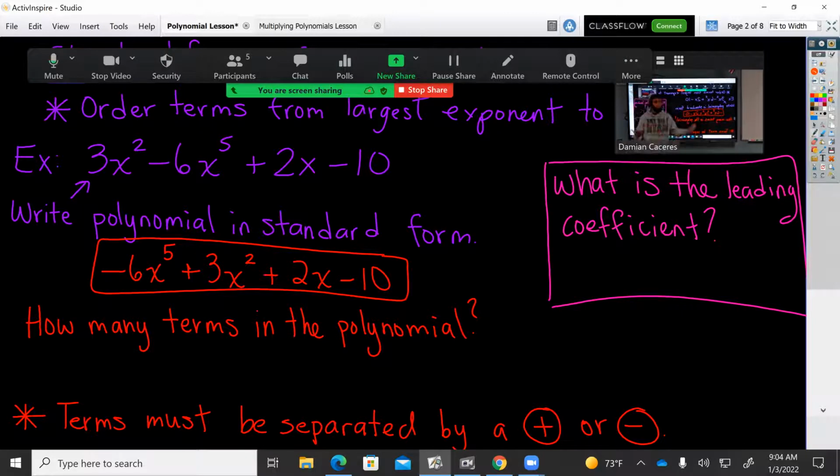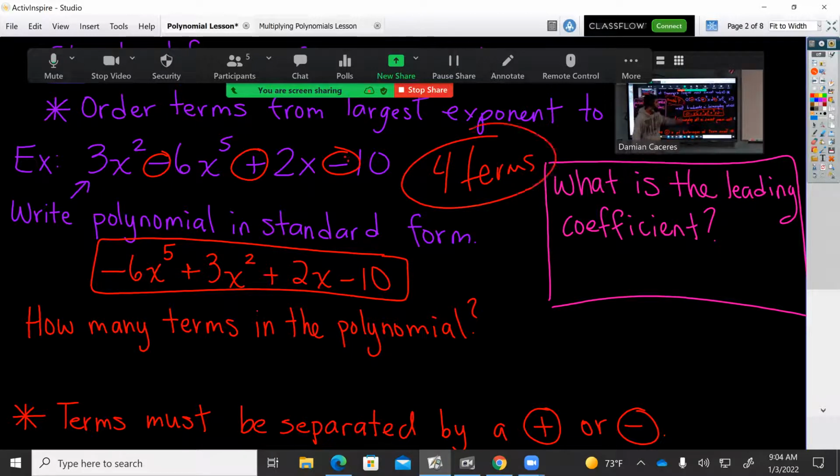All right, so first things first. To be a different term, the two expressions have to be separated by a plus or a minus. Notice how there's a minus here, plus, and a minus there. Those are the separators of the terms. So how many terms do you have here? 4 terms. Very good. 4 terms.